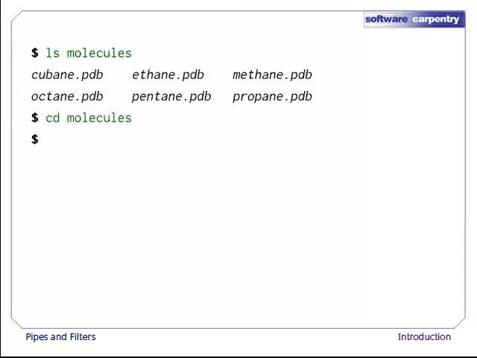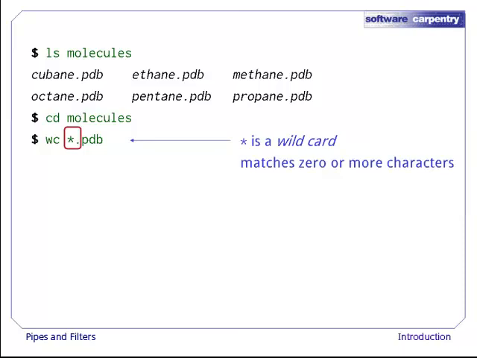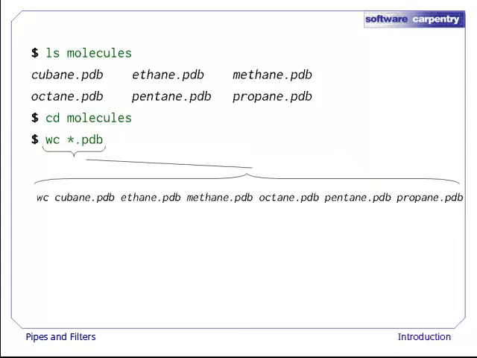Let's go into that directory with cd and run the command wc *.pdb. The star in *.pdb is a wildcard character. It matches 0 or more characters, so the shell expands the expression *.pdb to be the complete list of .pdb files. The shell does this before wc runs, so the actual command is wc cubane.pdb, ethene.pdb, and so on.